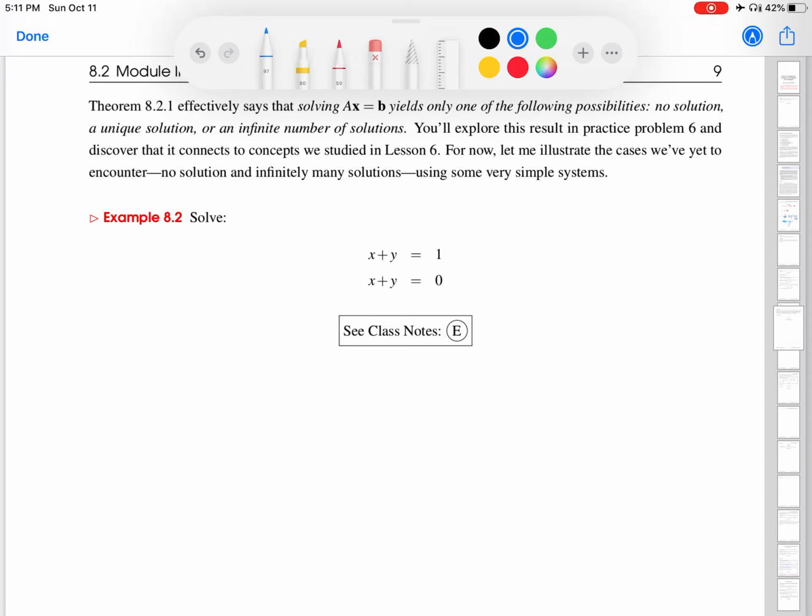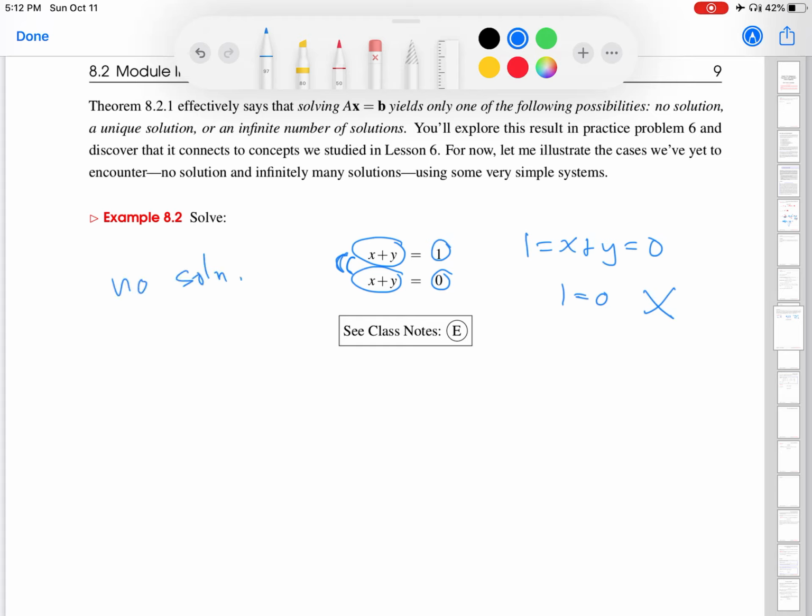sophisticated stuff that you need to do for this particular example, because notice that the first equation says x plus y equals 1. The second equation says x plus y equals 0. So these two x plus y's are obviously the same expression. So 1 is x plus y is 0. So I get 1 equals 0. Right? That is not true. So this system has no solution.